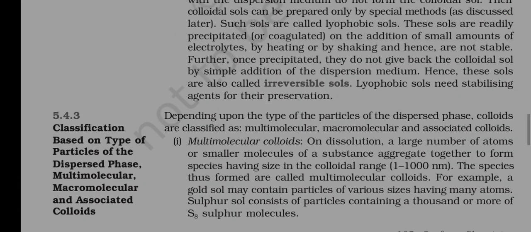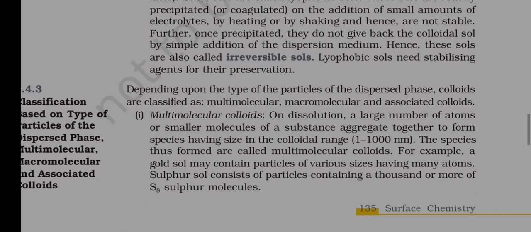Third classification is based on the type of particles of the dispersed phase: multimolecular, macromolecular, and associated colloids. Depending upon the type of the particles of the dispersed phase, colloids are classified as multimolecular, macromolecular, and associated colloids. First, multimolecular colloids. On dissolution, a large number of atoms or smaller molecules of a substance aggregate together to form species having size in the colloidal range, 1 to 1000 nanometer.